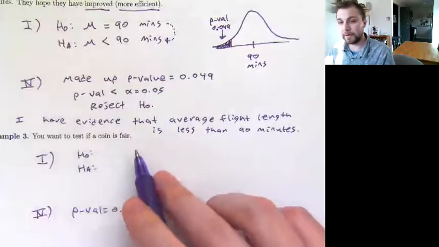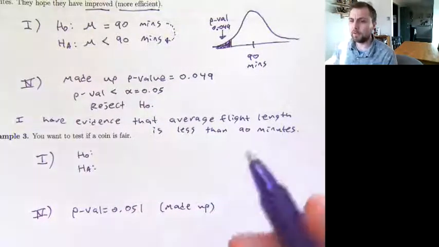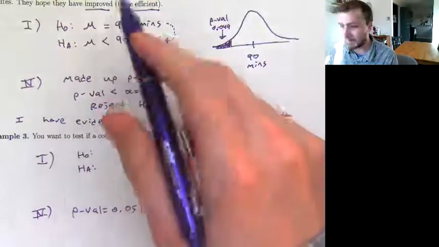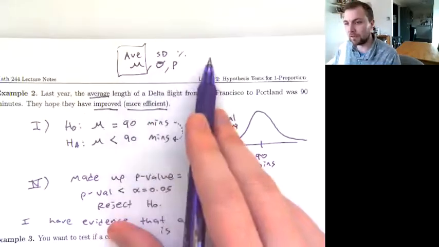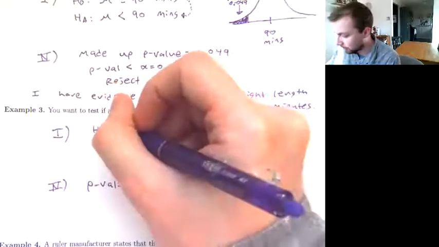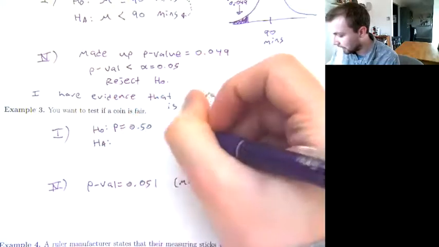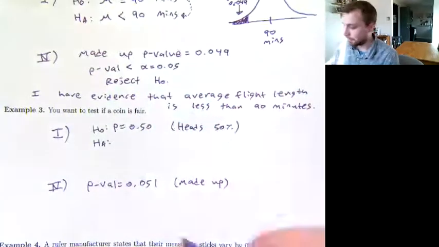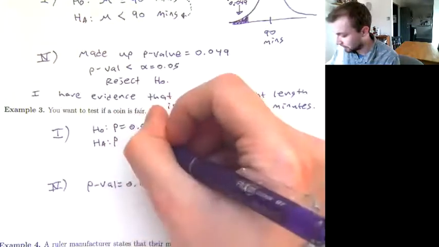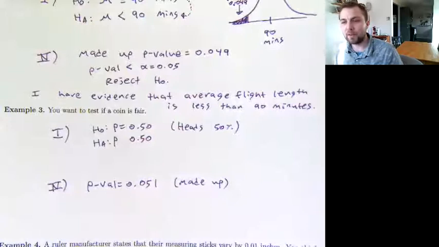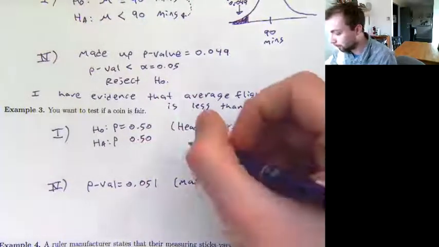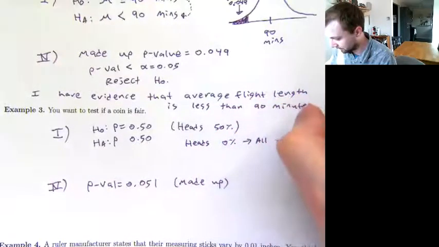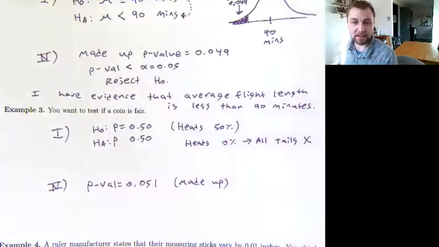I want to test if a coin is fair. Now, I know when I flip a fair coin, I usually get heads 50% of the time and tails 50% of the time. So even though it didn't say average, standard deviation, or percentage, in my head I know that for fair coins, I get heads 50% of the time. So for the null here, it should still be p equals 50%. There are a couple ways that a coin could be unfair. If I got heads 0% of the time, this means that I got nothing but tails, and that would be an unfair situation.